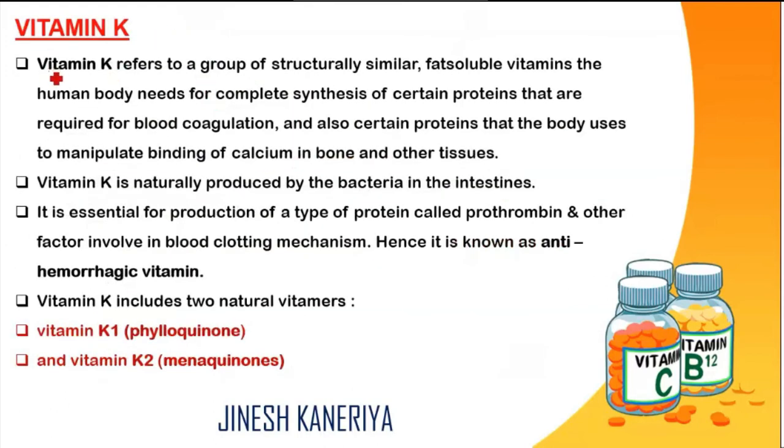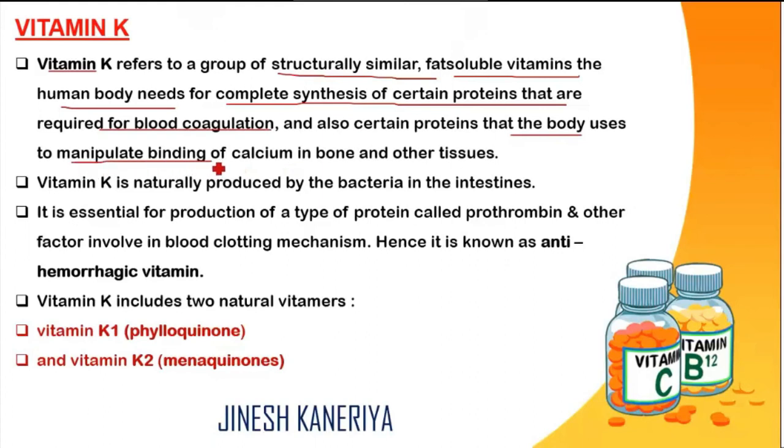The next point is vitamin K, which is another fat-soluble vitamin. It is structurally similar to other fat-soluble vitamins, and in the human body it is needed for the complete synthesis of certain proteins. These proteins are required for blood coagulation, and certain proteins in the body are also used for manipulating the binding of calcium ions in bone and other tissues.